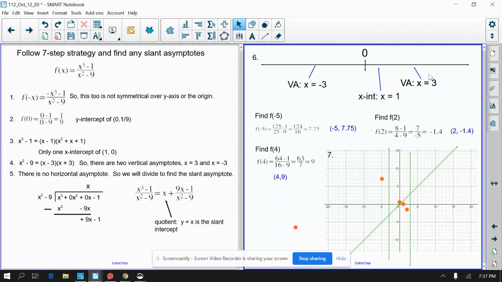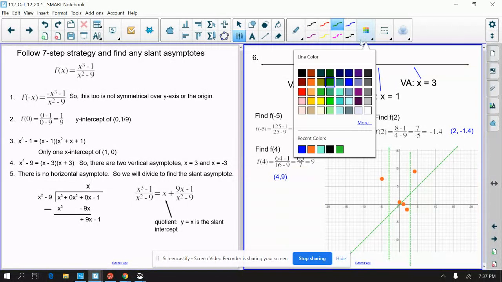And then finally, a number past the last vertical asymptote. Anything bigger than 3, don't go crazy. I just did 4. If you plug in 4, you get 9. So (4, 9). All right. Now try to graph this.